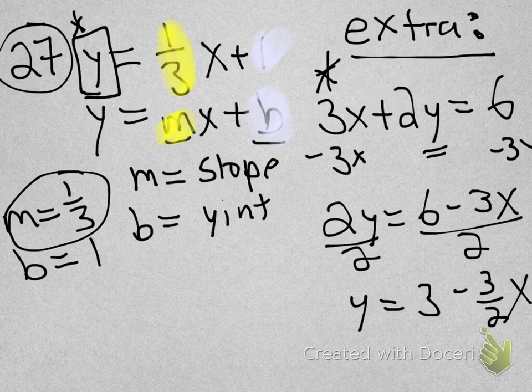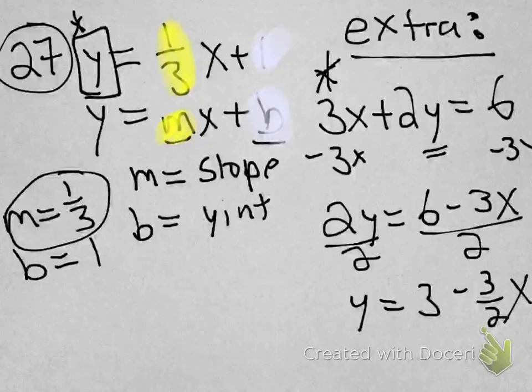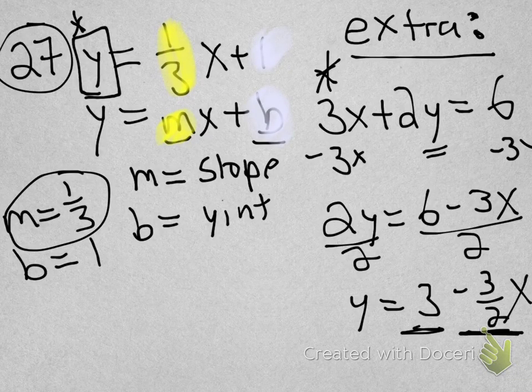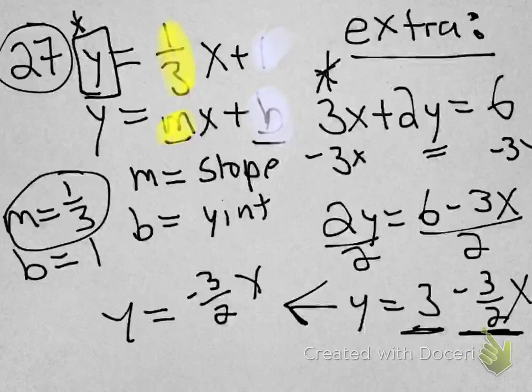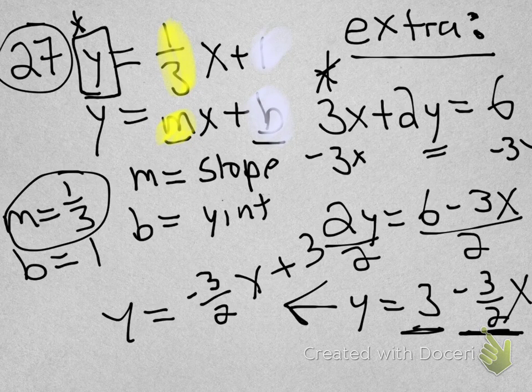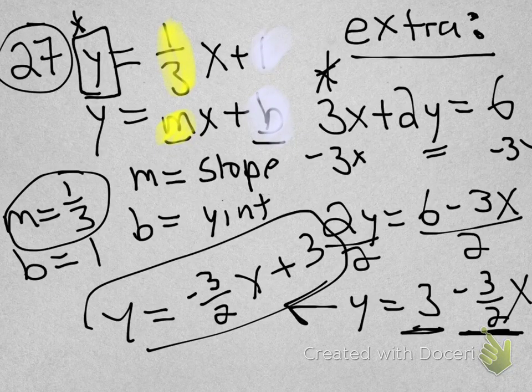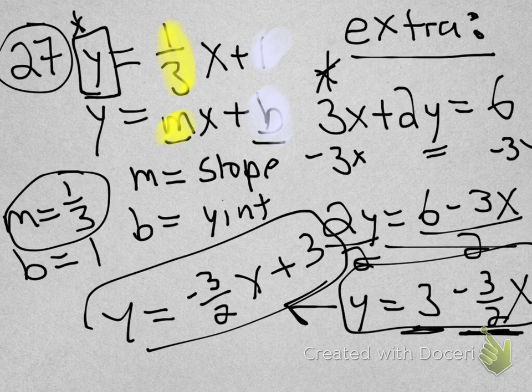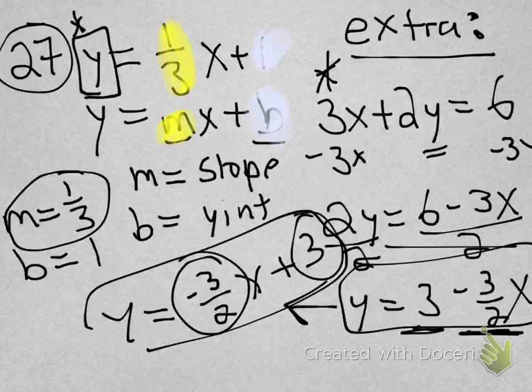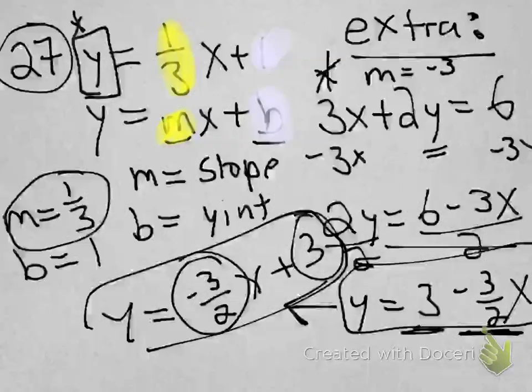Now remember, slope is the number that's in front of the x. So in this problem, you've got to make sure you look at this and go, oh, the number in front of the x is this negative 3/2. This number right here is our y-intercept. So I'm going to move it over here, and I'm going to rewrite it as y equals negative 3/2 x plus 3. These two equations are now equivalent. They're the same exact thing. But now it's written in slope-intercept form, and we can look, and that's going to be our slope. That's going to be our y-intercept. So in this one, our m equals negative 3/2.